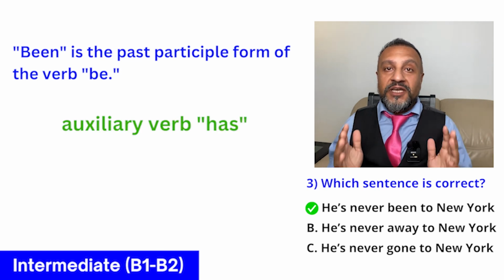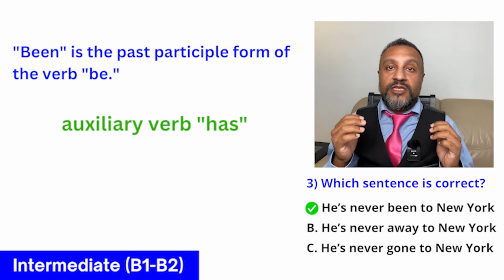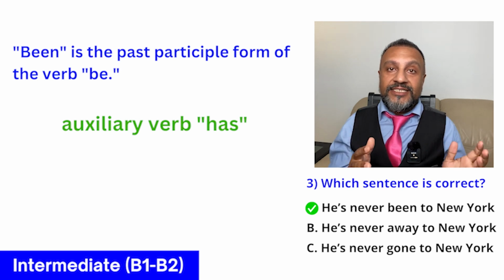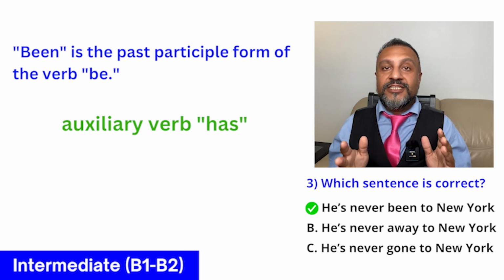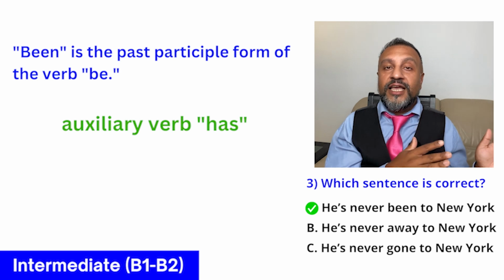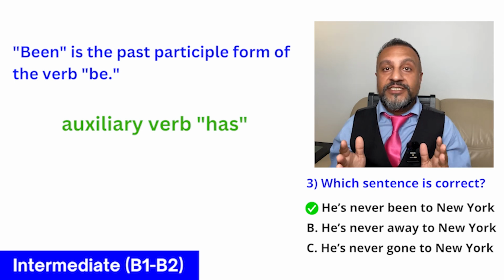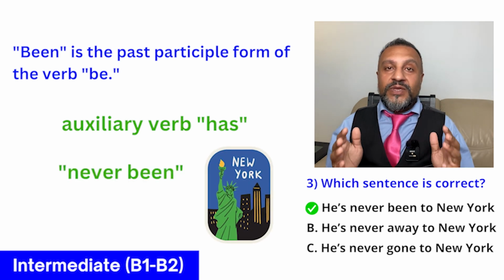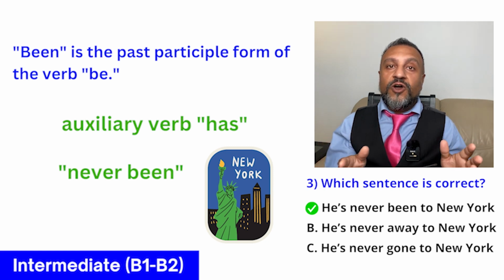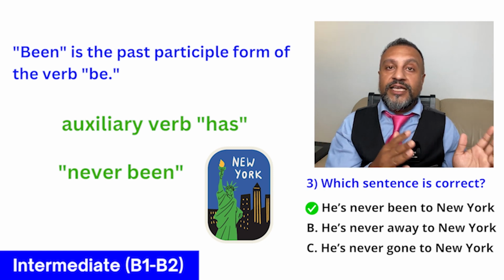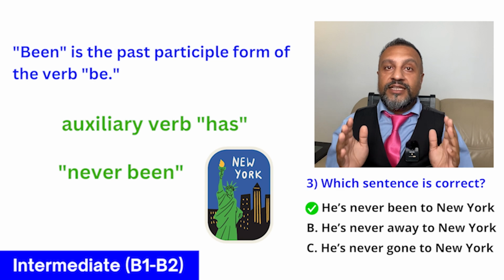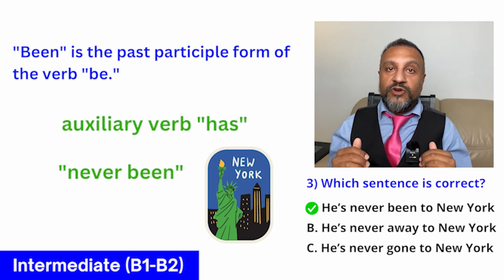In the present perfect tense, it is used with the auxiliary verb has to indicate an action that has started in the past and has relevance to the present moment. Never been indicates the action of visiting New York has not happened at any time up to the present.